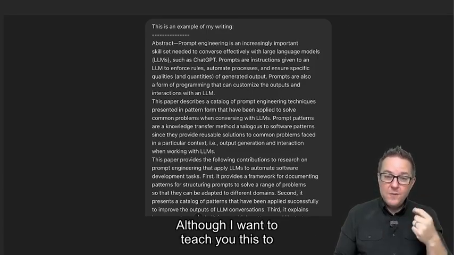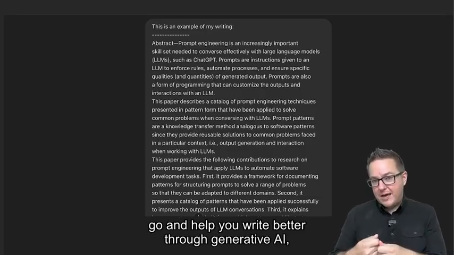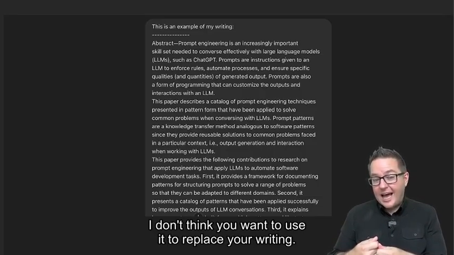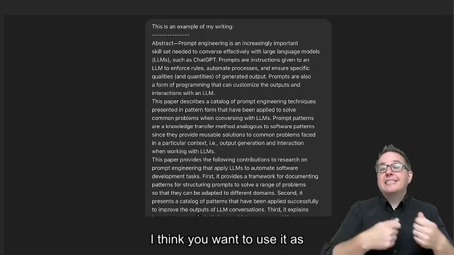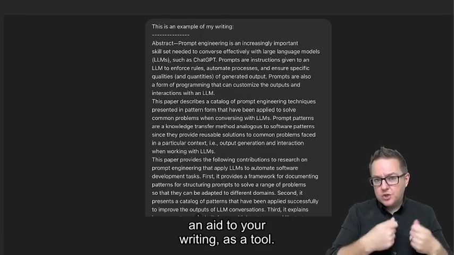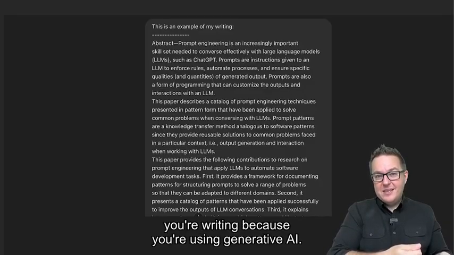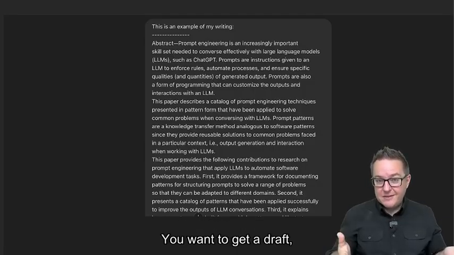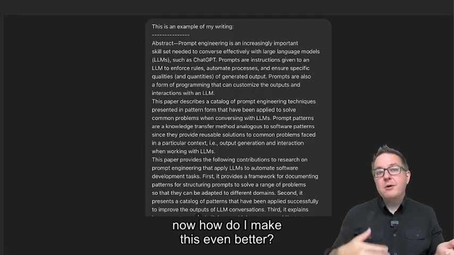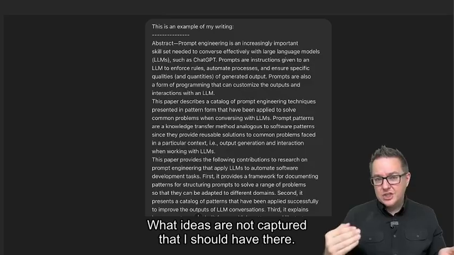and I'm going to take responsibility and ownership for it. So although I want to teach you this to help you write better through generative AI, I don't think you want to use it to replace your writing. I think you want to use it as an aid to your writing, as a tool. I don't want you to stop thinking about what you're writing because you're using generative AI. I want you to think more about it. You want to get a draft and then think, okay, now how do I make this even better? What ideas are not captured that I should have there?